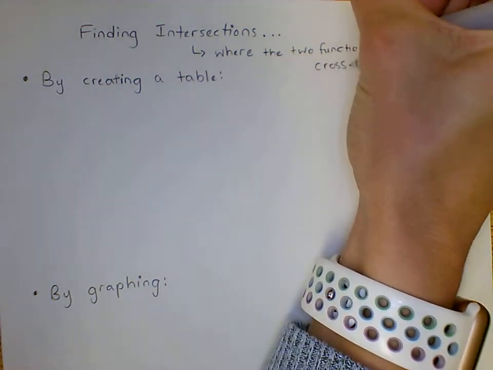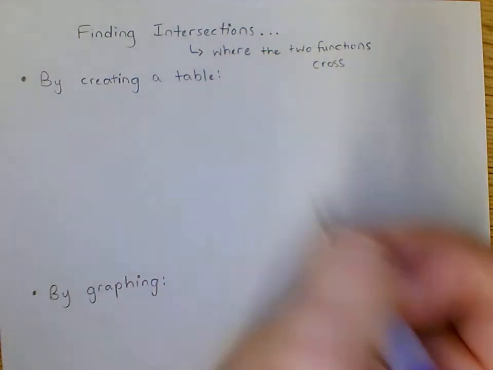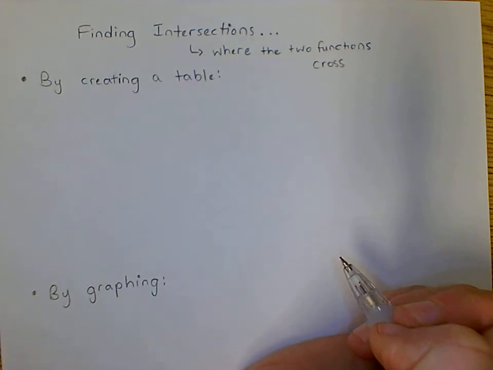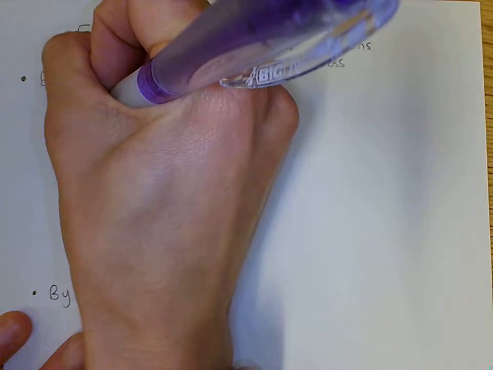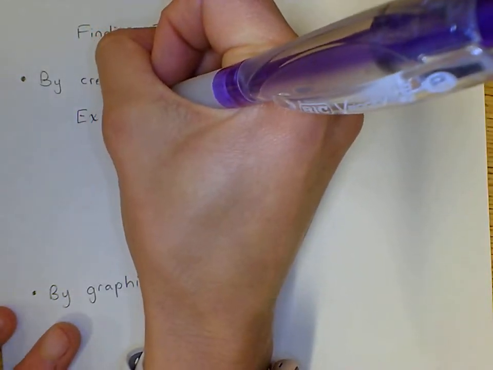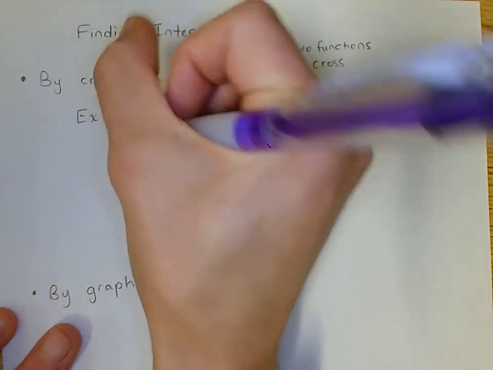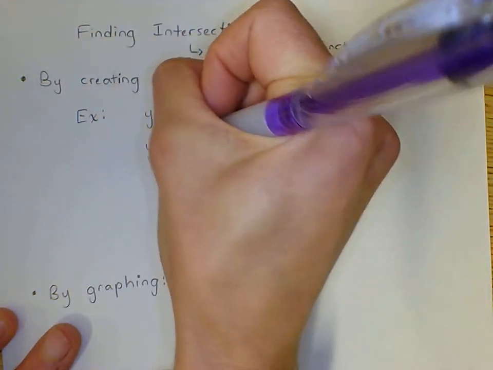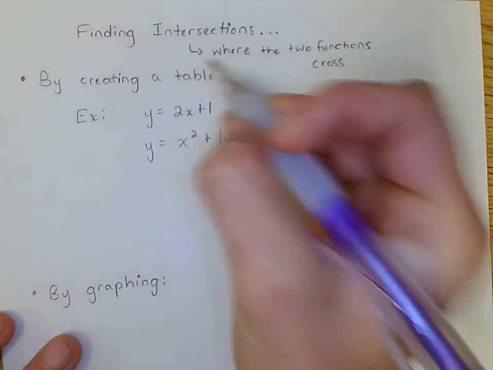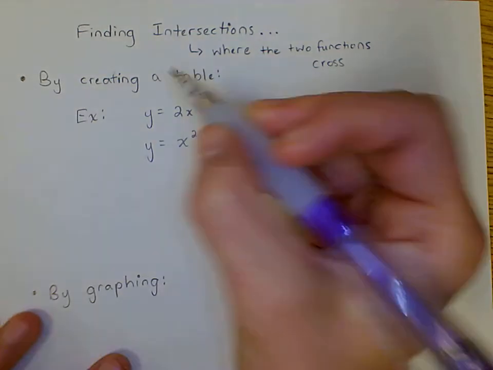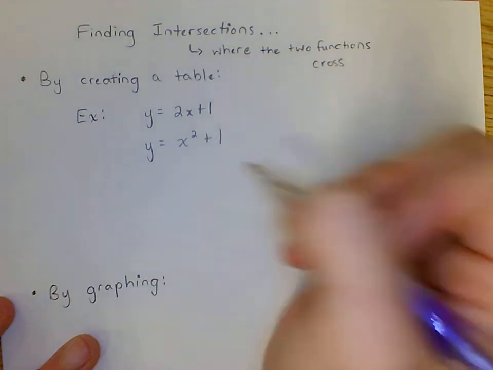If you're creating a table, you'll have to make a table for each function, and then you're going to look at which x and y values they have in common. Just to have an example, let's say that you have the equation y equals 2x plus 1, and you have the equation y equals x squared plus 1, and they ask you to find the intersections of those two functions. Well, one thing that you could do is create a table of values for each function, and you're going to compare them.